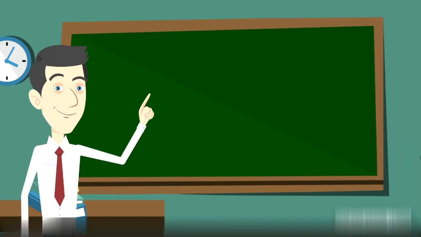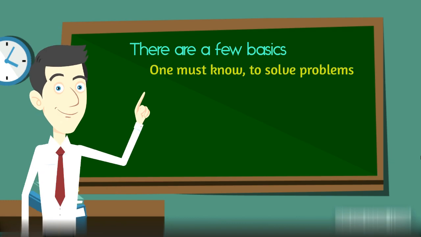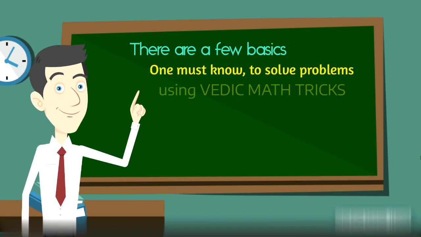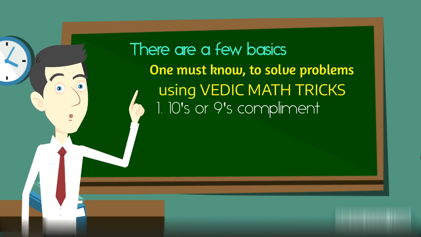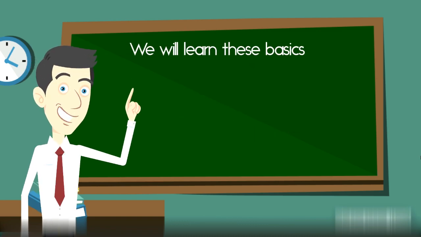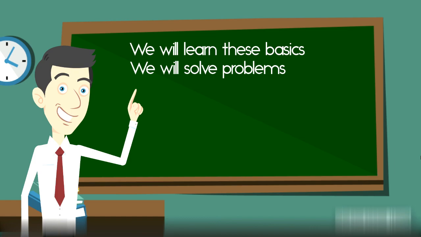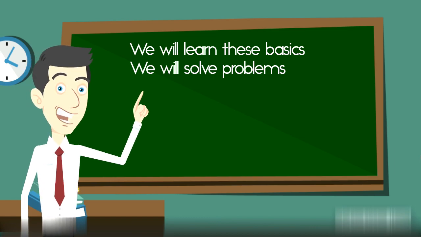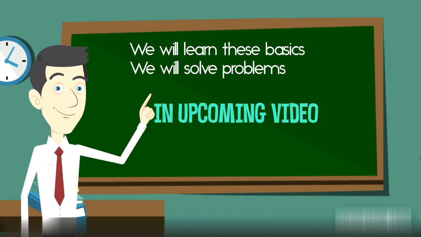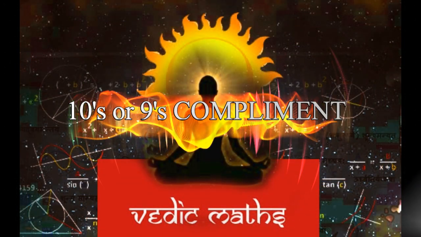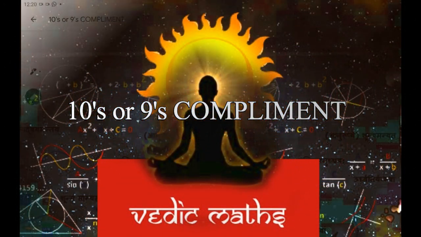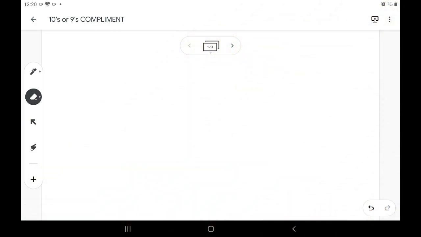Now, there are a few basics one must know while solving problems using Vedic math tricks. Number one, tens or nines complement. Number two, Vinculum numbers. We will learn these basics and also solve a few problems related to Nikhilam Sutra in the upcoming video. Now, let's learn the first basic concept, that is tens or nines complement of a digit.